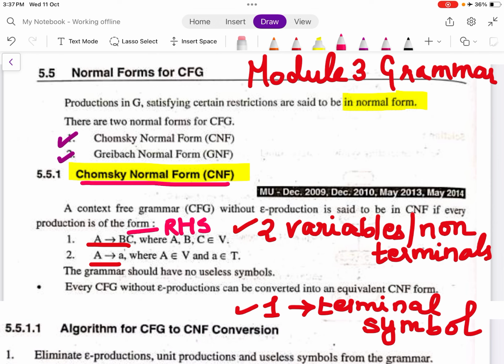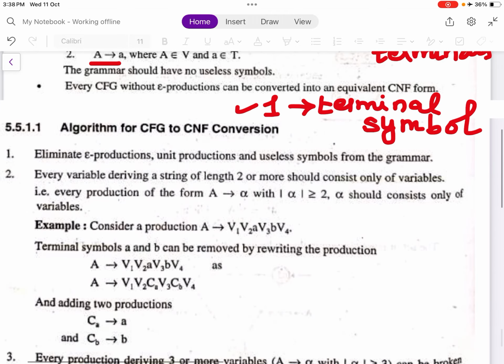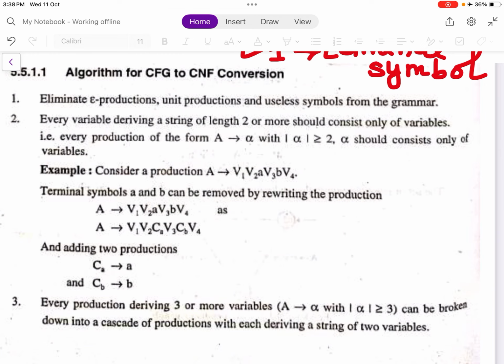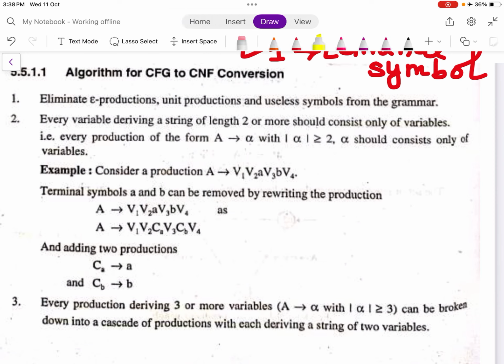The grammar should have no useless symbols. Every CFG, context-free grammar, without epsilon productions can be converted into an equivalent CNF form. So algorithm for CFG to CNF conversion. First step is eliminate epsilon productions, unit productions and useless symbols from the grammar. So step number 1, eliminate epsilon productions, unit productions and useless symbols.